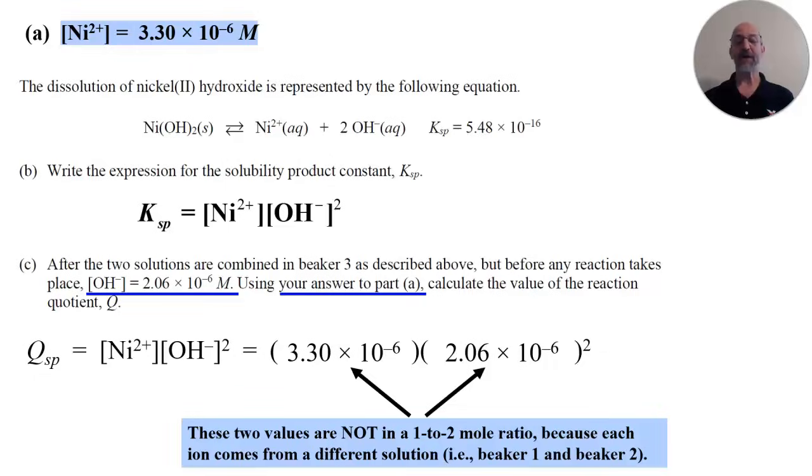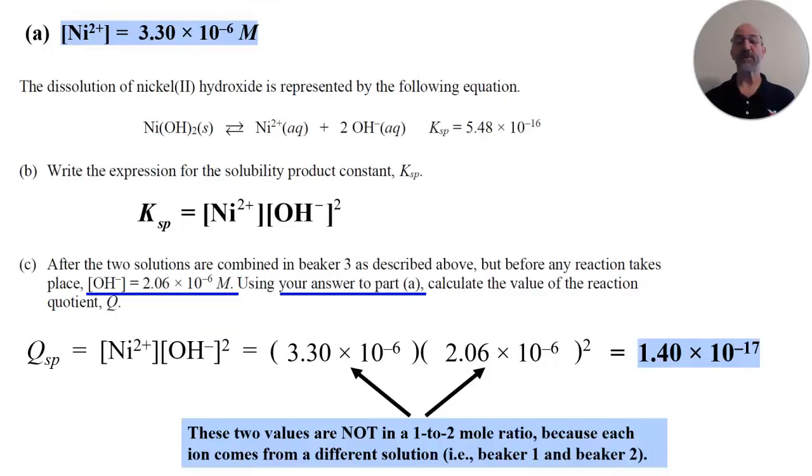All right, when I pick up my calculator, I did 3.30 times 10 to the negative 6 times 2.06 times 10 to the negative 6 squared, and this is what I got. Now, this is Q. This is not K. This is simply the reaction quotient Q, which is what we have in beaker 3 at the moment that those two solutions are combined. So if you're wondering, what do I do with 1.40 times 10 to the negative 17? It's going to be a Q versus K comparison.